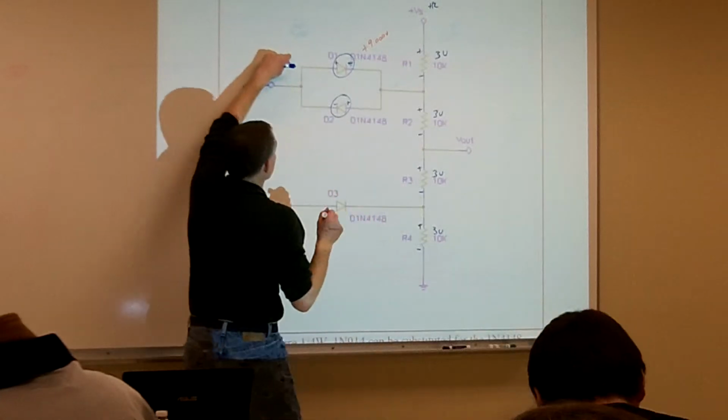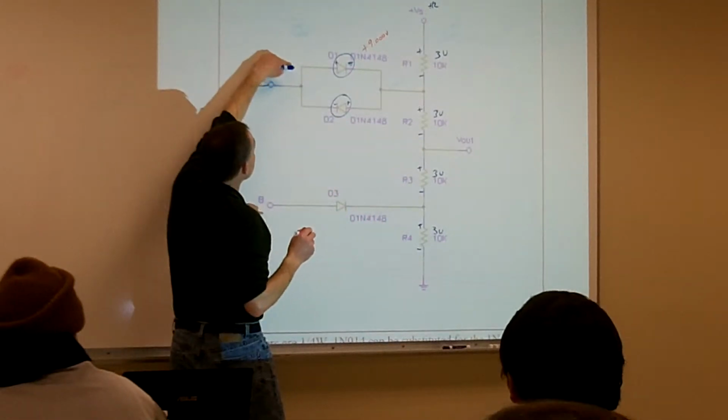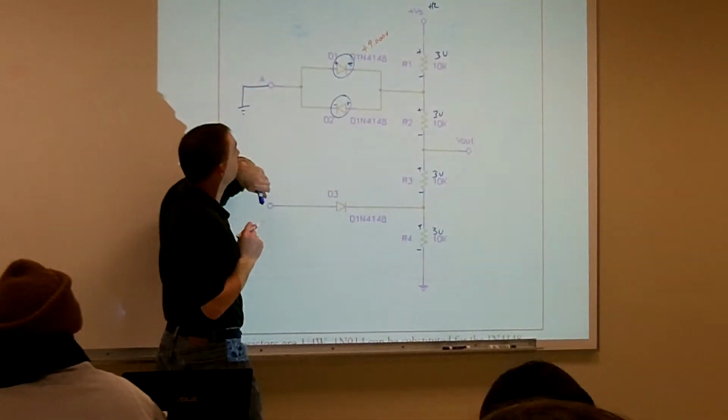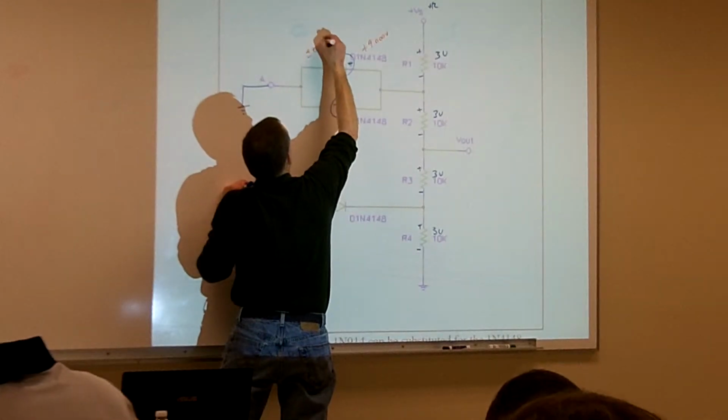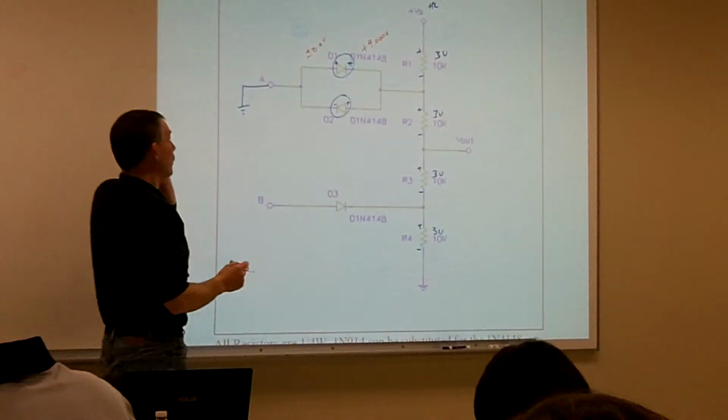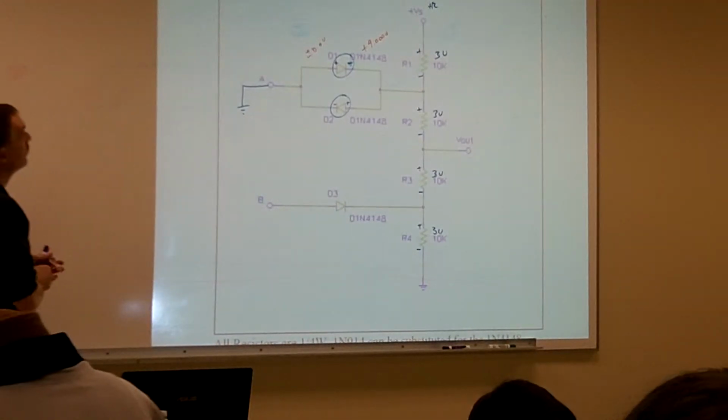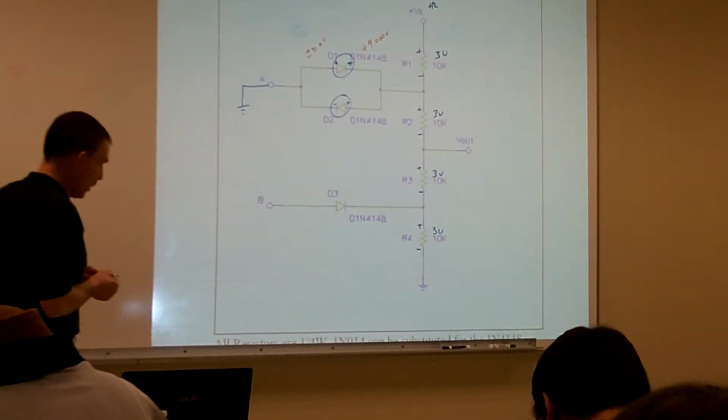And then what am I going to get on this side? On my anode side. Plus or minus 0 volts. Okay? So is that diode a go or no go? No go.